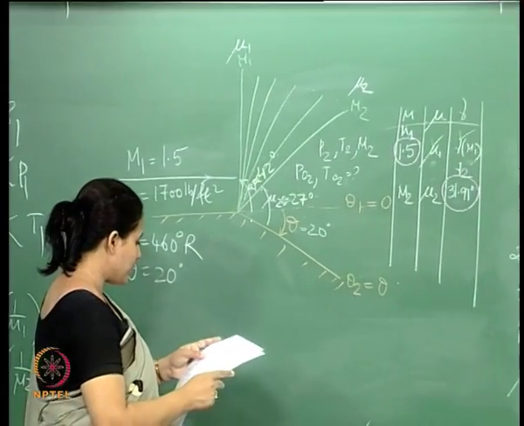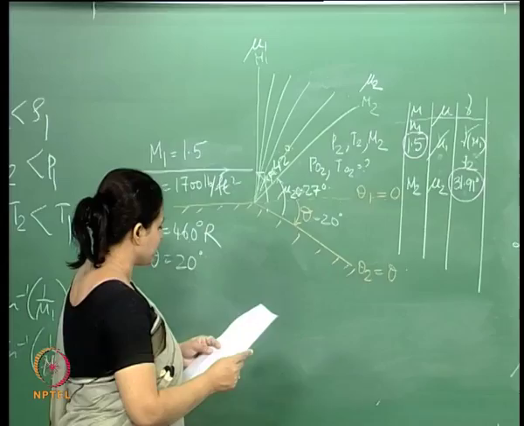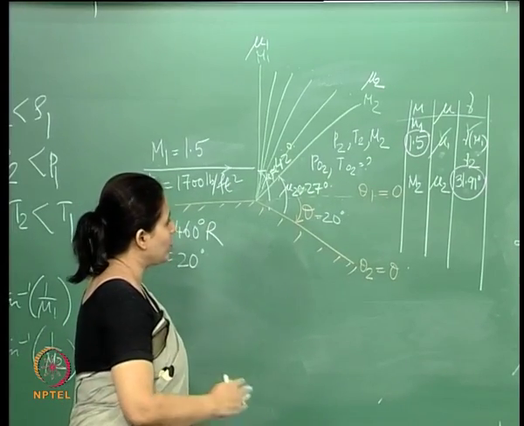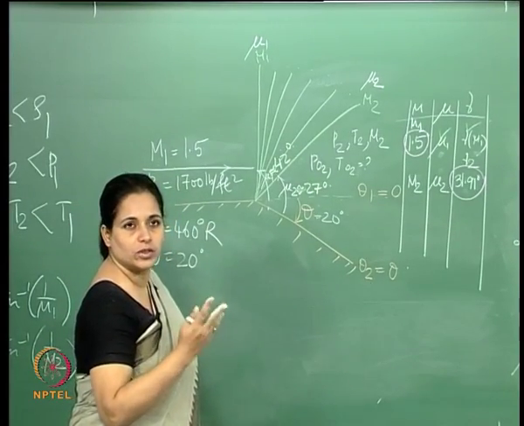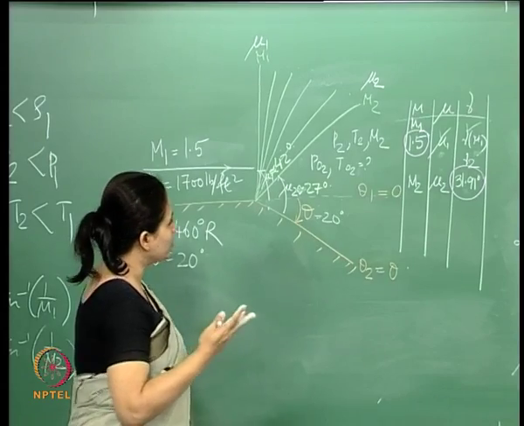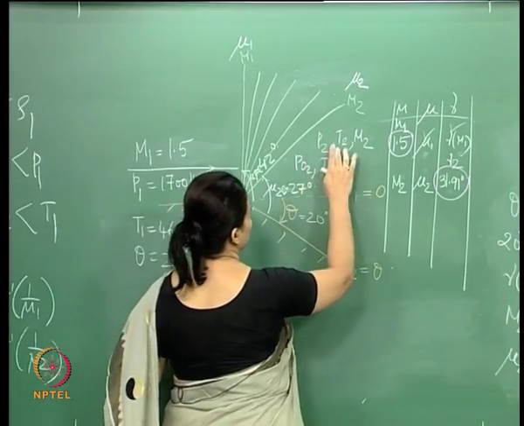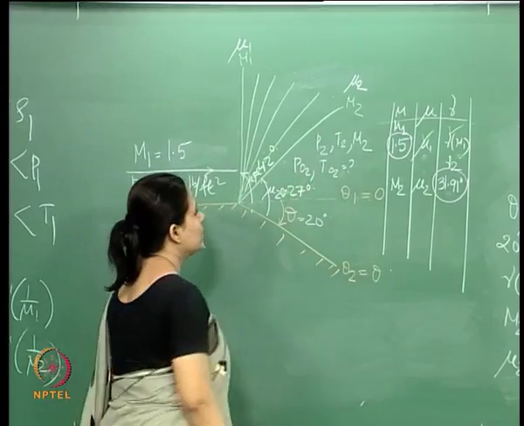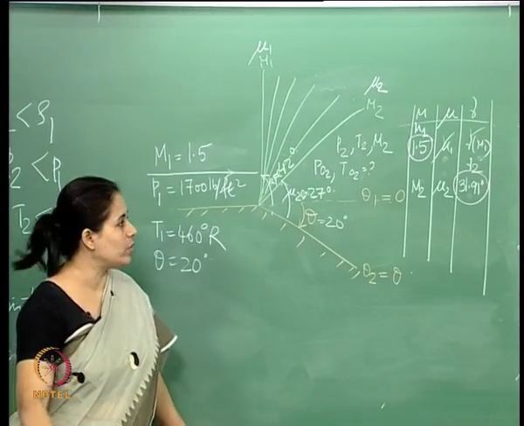Okay. Now, once we have done this, we are done with more or less the definition of the geometry. Now, we need to find out the properties. So, P2, T2 and the stagnation conditions. How do we go about doing that?